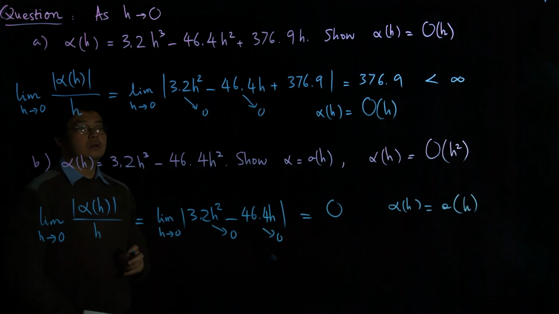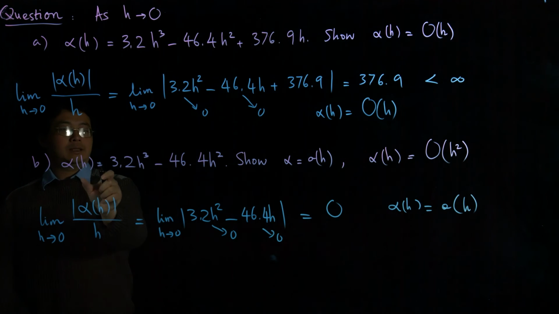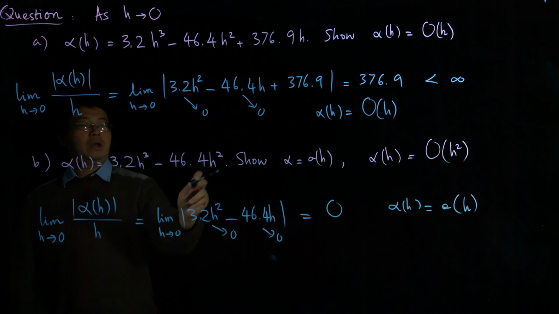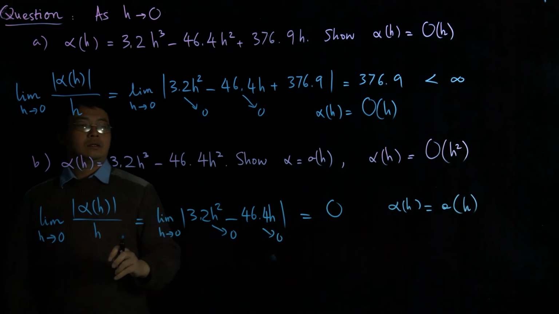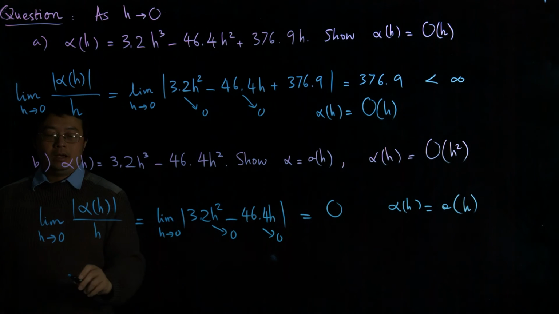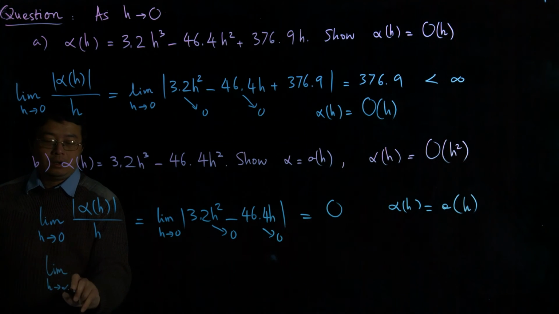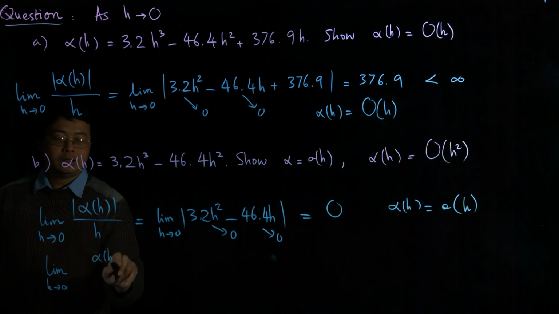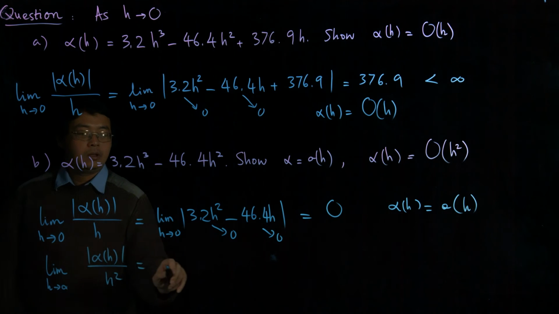And now, how about the big O notation? This expression will be big O of h squared, which means that when h goes to 0, the significant term is just the term of order h squared. And formally speaking, we have to take the limit. We take the limit when h goes to 0 of alpha h divided by h squared in absolute value.